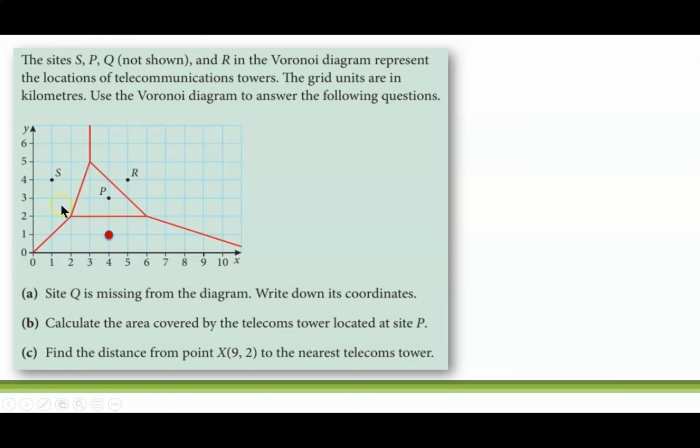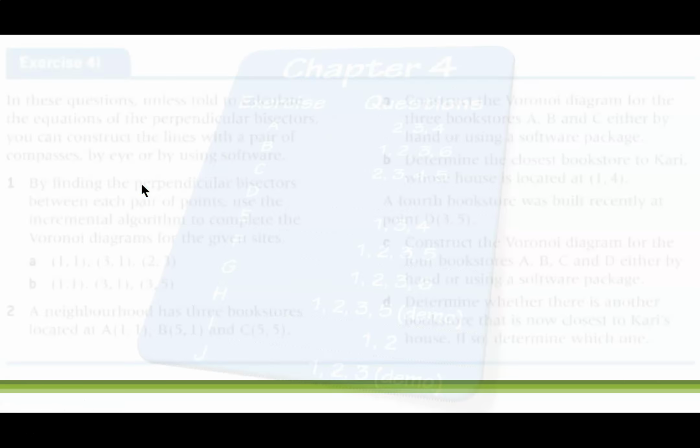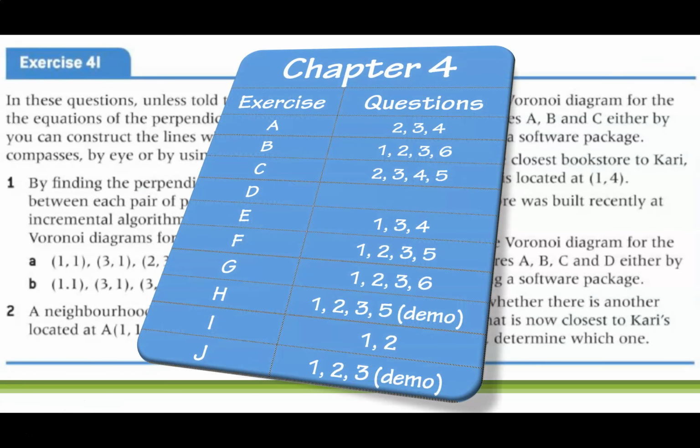Calculate the area covered by the telecoms tower located at site P. That's the area of this triangle here. Area of a triangle is 1/2 base times height, or there's a trig solution that you looked at last year. It then says to find the distance between the point 9, 2 over there and the nearest telecommunications tower. I know the nearest one must be R because we're in the cell highlighted by site R. So I just find the distance between these two, and I can figure that out using my GDC.